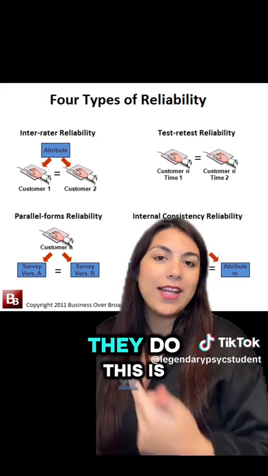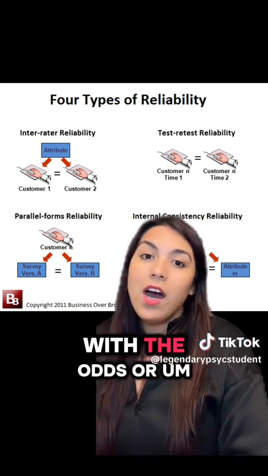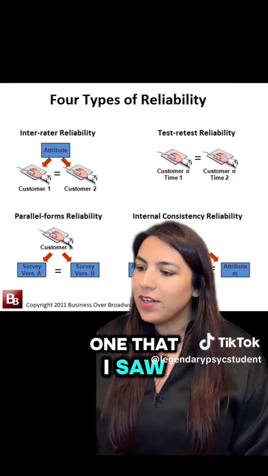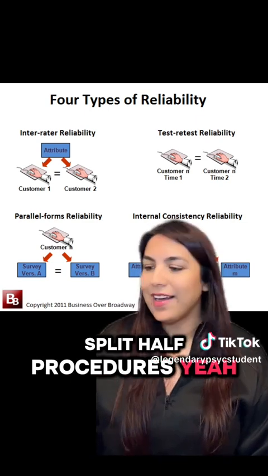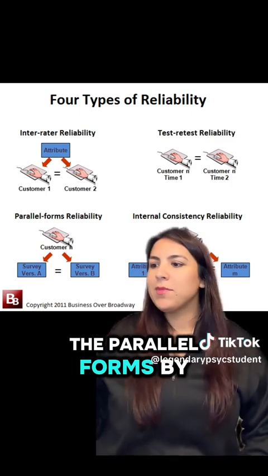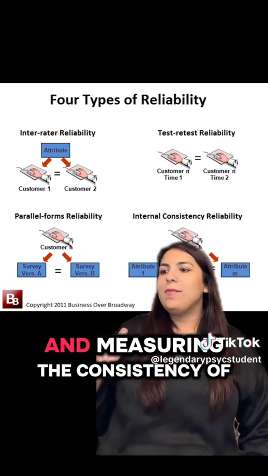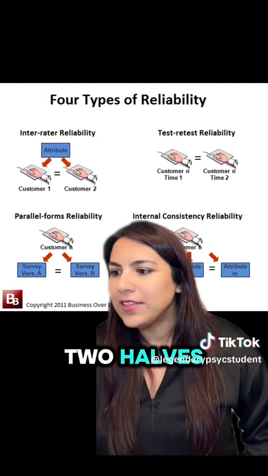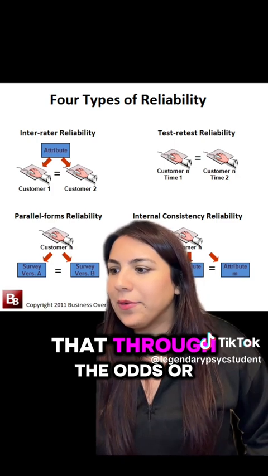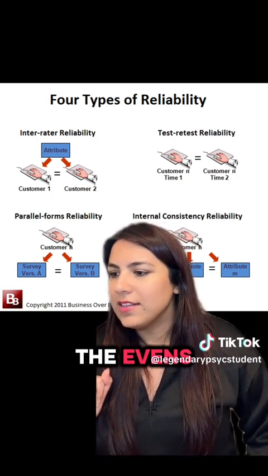One way that they do this is like switching the evens with the odds, or what was the other one that I saw? Split half procedures. Yeah, right here. The examiner can create the parallel forms by splitting them in half and measuring the consistency of two halves, so they can decide if they want to do that through the odds or the evens type of thing.